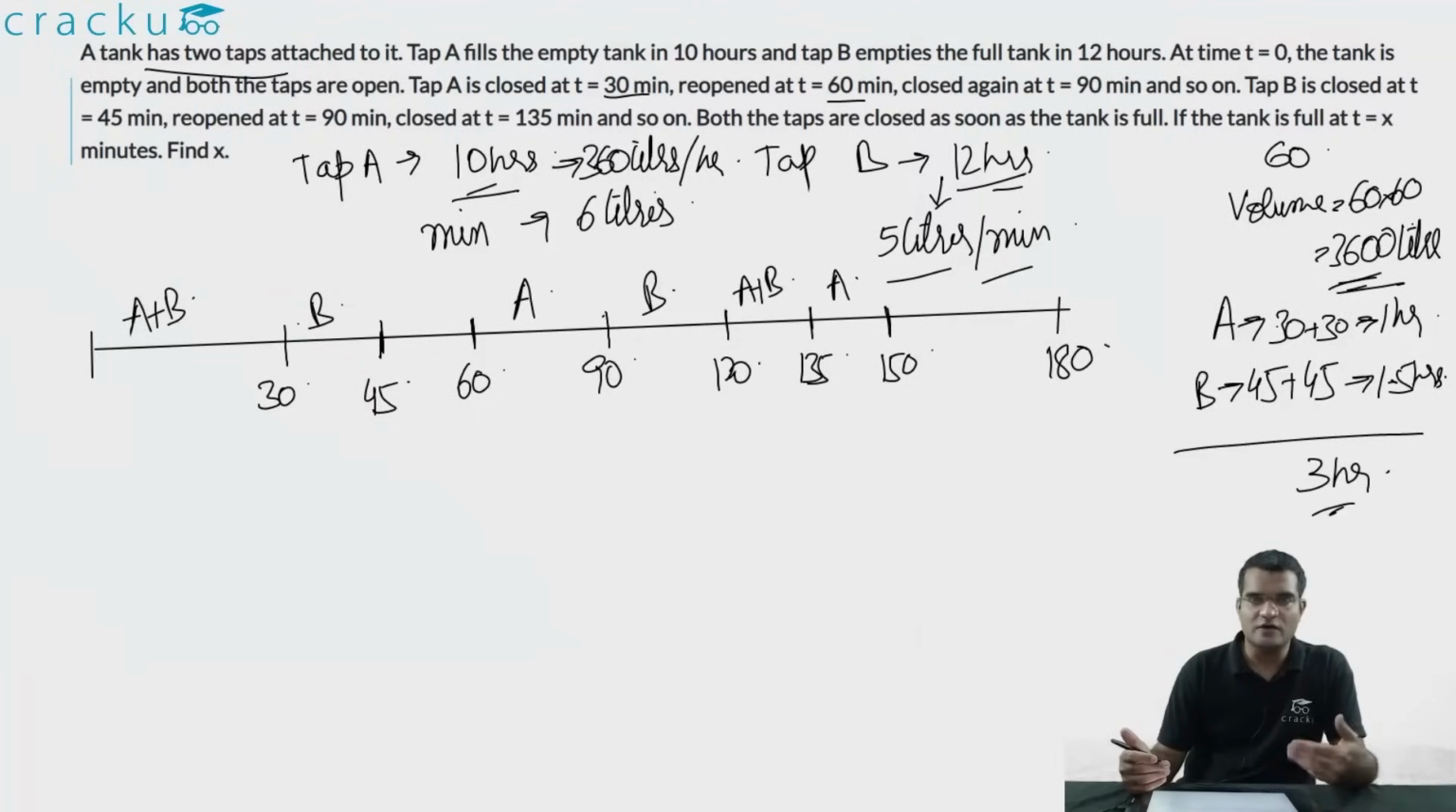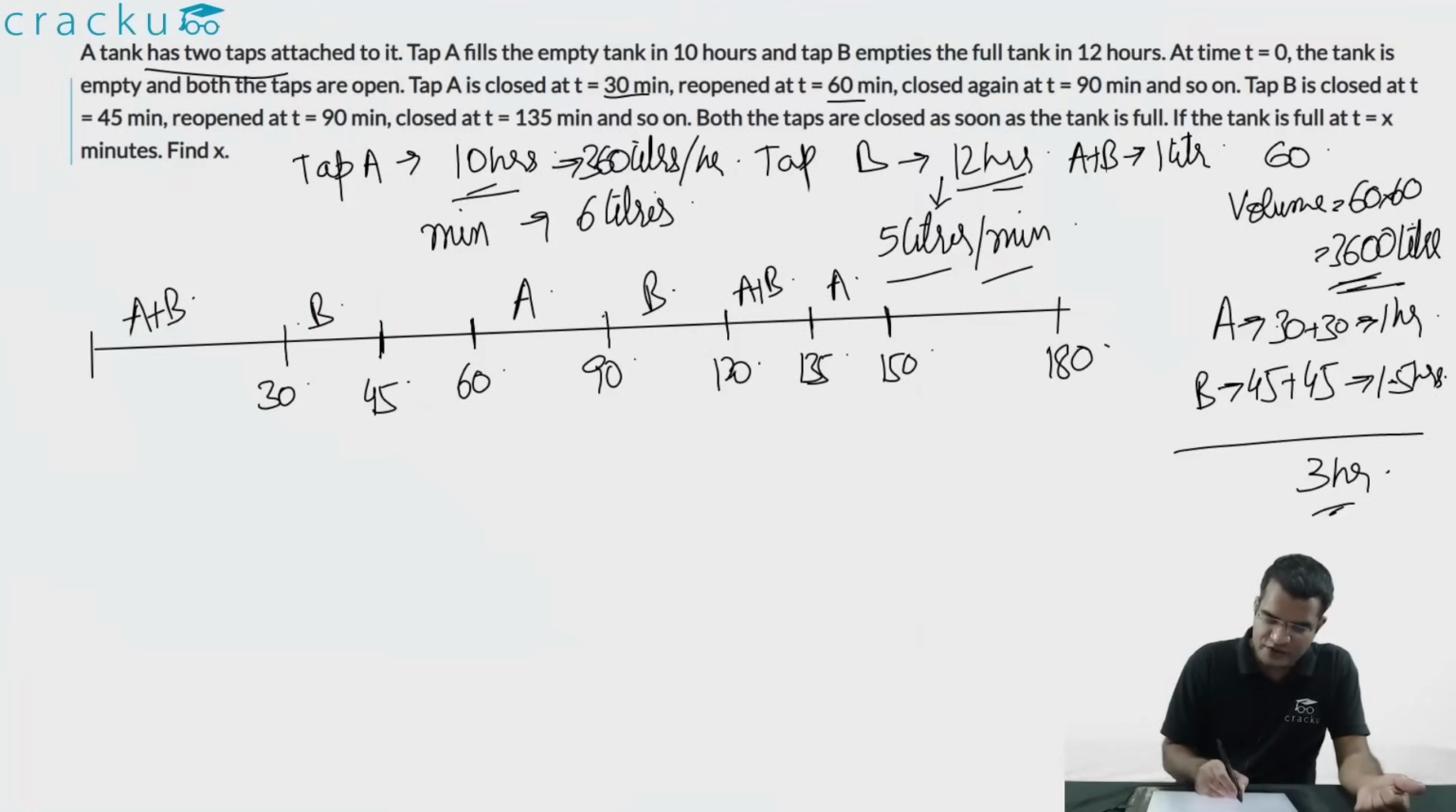Now let us try to understand how much water is filled in each of these intervals. If in an interval A plus B, both of them are open, the effective water that is filled in per minute is only 1 liter, because A fills in 6 liters per minute and B empties 5 liters per minute. If only A is open, then the amount of water filled in is 6 liters, and if only B is open, the amount of water that is emptied out is minus 5 liters. Basically 5 liters are emptied out. So if you are looking at how much water is filled in this 3-hour cycle, in the first cycle, after 30 minutes the water that is filled into the tank is plus 30.